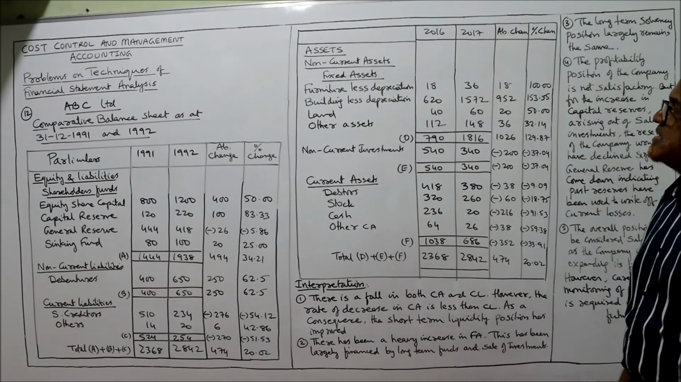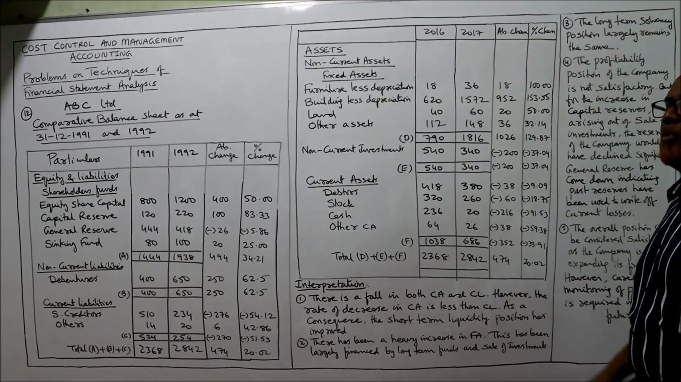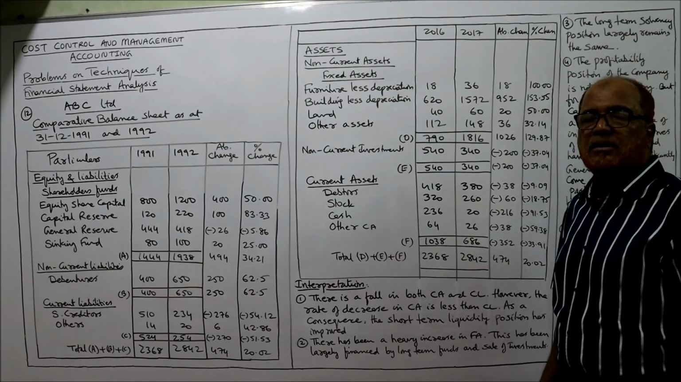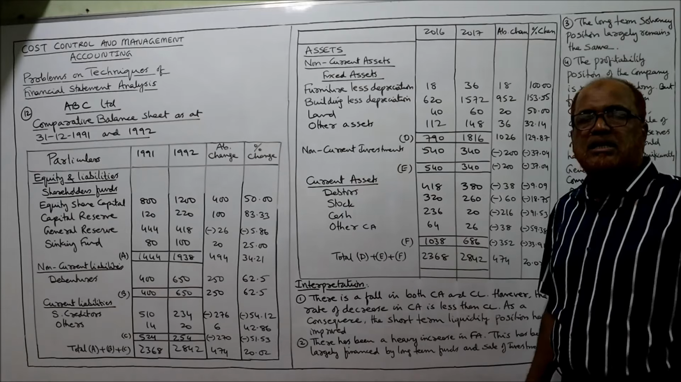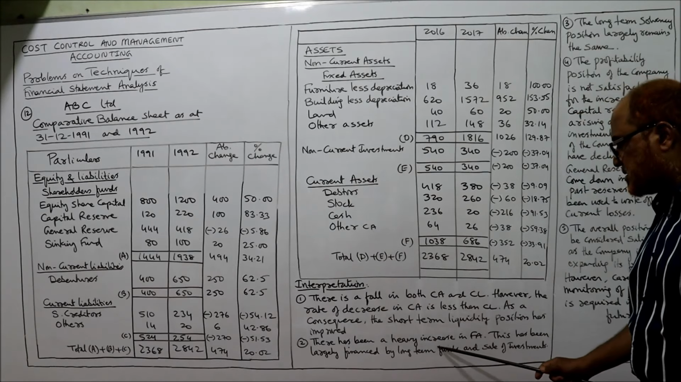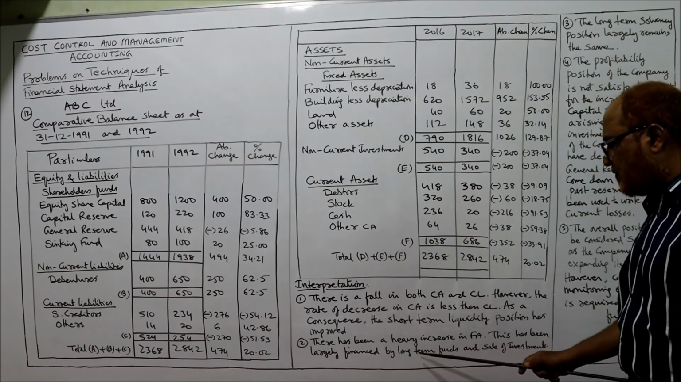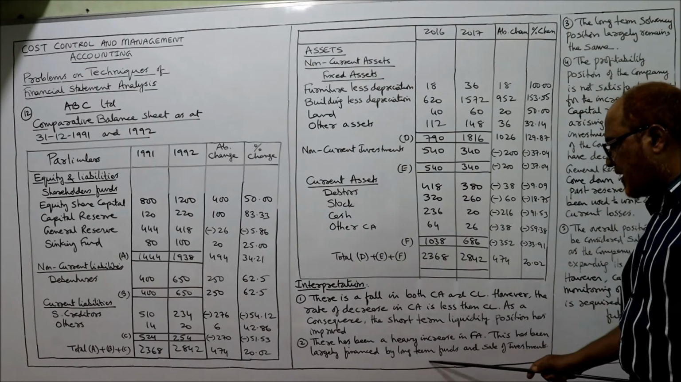See here, fixed assets, D. D is the total of fixed assets. So 129.87%. That means there is a drastic increase in the fixed assets. And this has been largely financed by long-term funds and sale of investment.